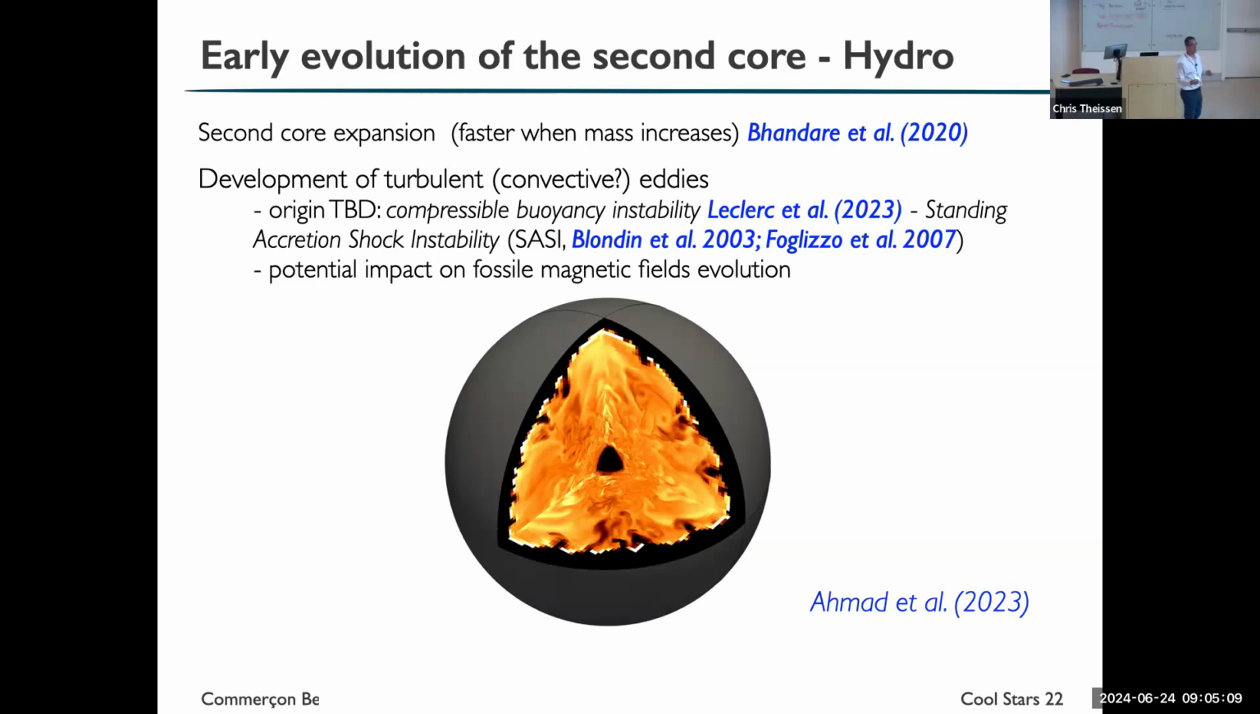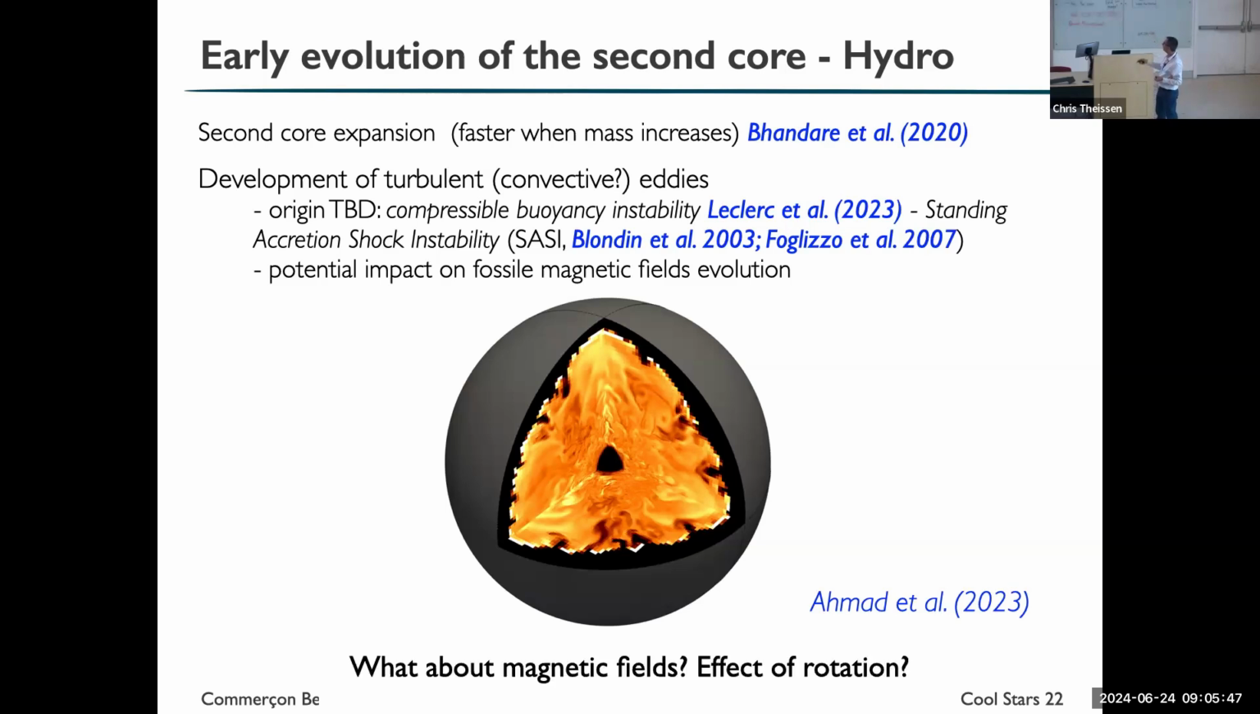So the origin of this turbulent motion is not yet certain. There are a few candidates, like the standing accretion shock instability. Or if you take the profile of this core and you apply some topological tools, you find that these profiles are unstable against the compressible buoyancy instability. So I invite you to read this paper by Leclerc et al., where they provide this kind of measurements. So now, the question is, what will be the impact of this turbulence, or maybe convection, on the fossil magnetic field that will be imprinted into the forming protostar?